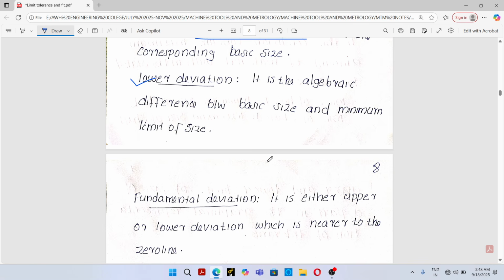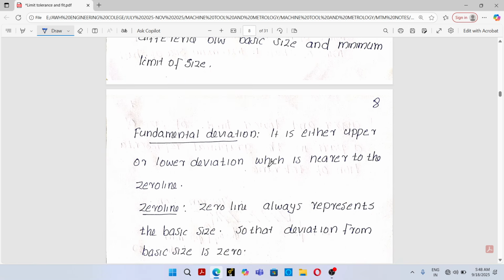So deviation, that is upper deviation and lower deviation. Then fundamental deviation. See, it is either upper or lower deviation which is nearer to zero line.